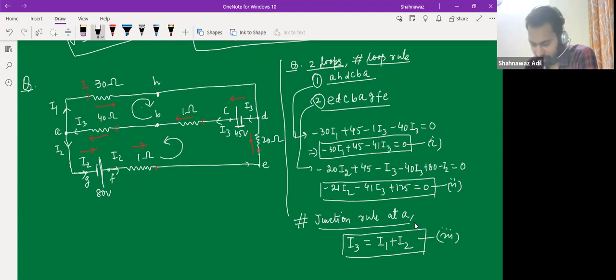So we have to remember the first idea is to make a loop. The second idea is to draw the direction of the loop, right? And the third one is to remember the sign conventions. Follow these three steps, and then this is easy. Okay.